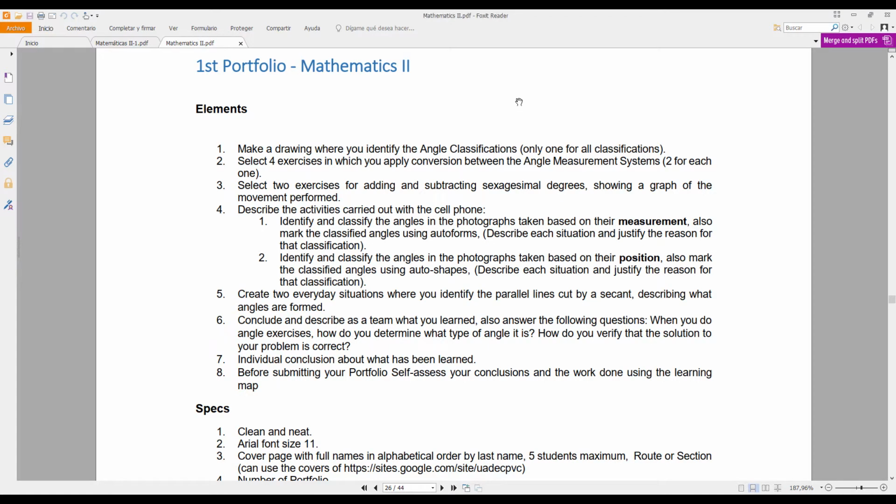Hi guys, we continue with our mathematics classes. Today we will see portfolio number 1.